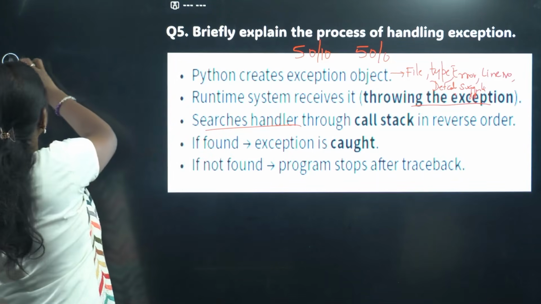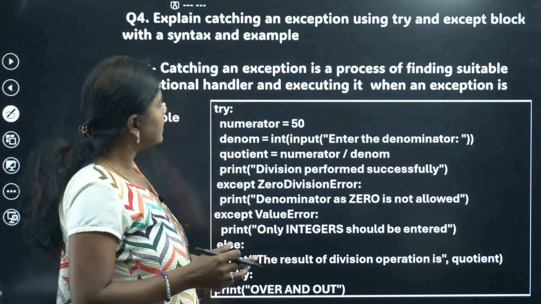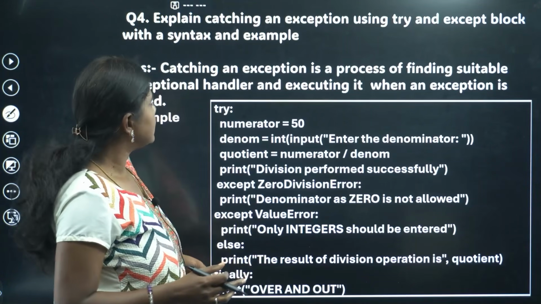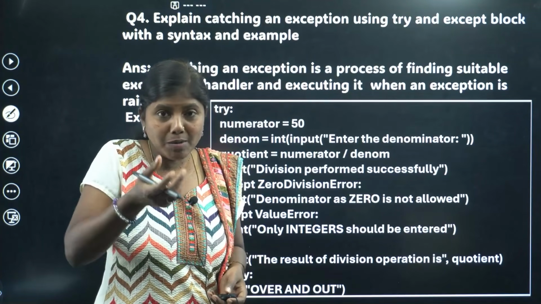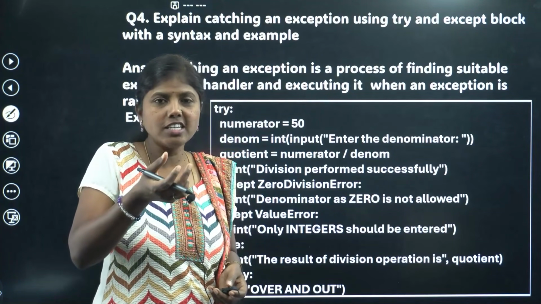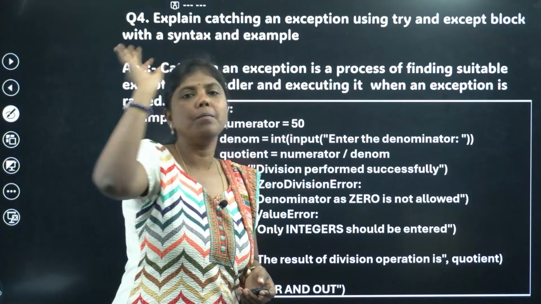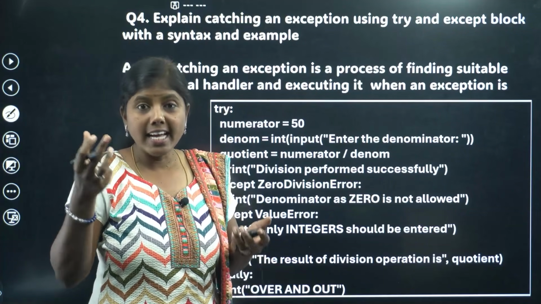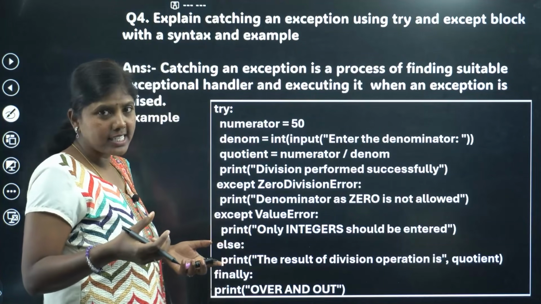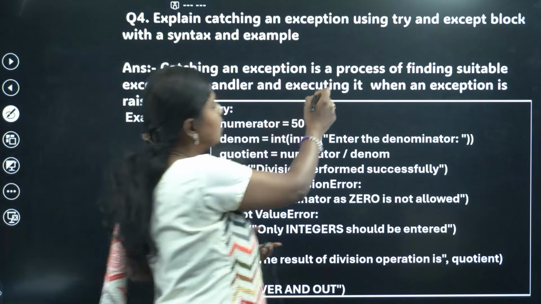So this is how we write it. We'll go with the previous question. What is catching an exception? Explain catching an exception using a try except block with a syntax and example. What is throwing an exception? You know, whenever an exception is raised, a Python object is created and handed over to the runtime system. This is called throwing an exception. What is catching an exception? Catching an exception is the process of finding a suitable handler.